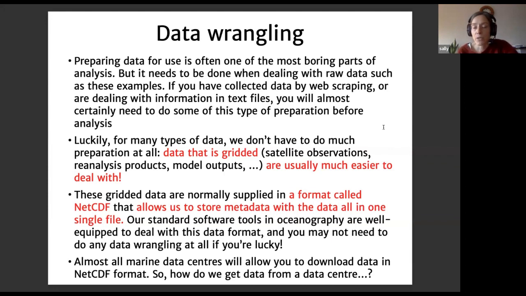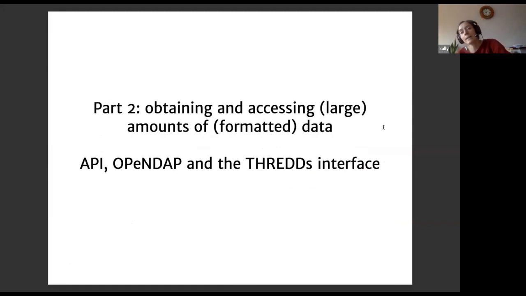But there will be other issues that you need to deal with in terms of downloading and accessing the data potentially if you're dealing with a large volume of data. So this brings us on to the second part, which is how do we get data from a data center? So we're going to be talking here normally about fairly large amounts of data compared to the cases we've just been talking about. Normally they're pre-formatted in some way. And we're going to be talking about APIs. So this is technically how the transfer takes place. And we're going to be talking about the OPeNDAP and the THREDDS interfaces.